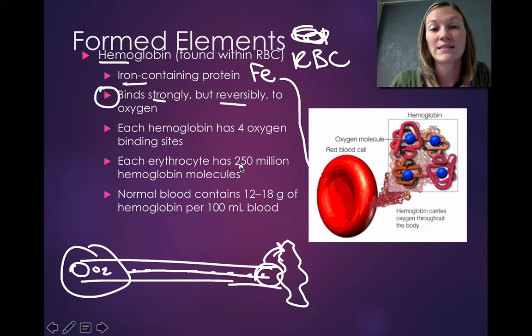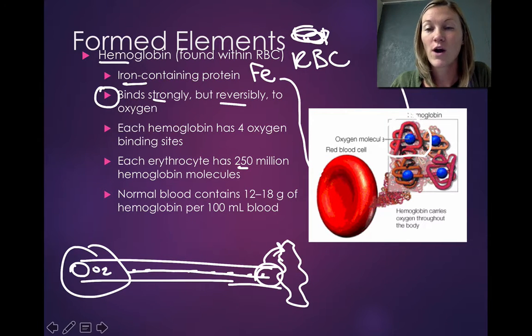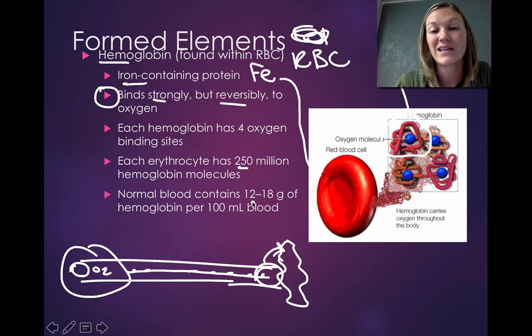Each erythrocyte has about 250 million hemoglobin molecules. That's a lot. Hemoglobin sort of looks like this. It's a quaternary protein structure. So remember, there's primary, secondary, tertiary, and quaternary. This is a quaternary structure. And then normal blood contains 12 to 18 grams of hemoglobin.